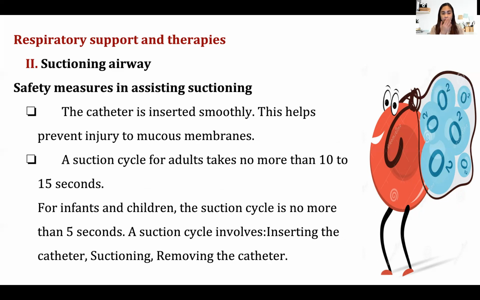A suction cycle for adults takes no more than 10 to 15 seconds. It means that one suction should take only 10 to 15 seconds, not more than that, because the patient will hypoventilate. He will have hypoxia. He will not have oxygen. For infants and children, it should be no more than 5 seconds only.